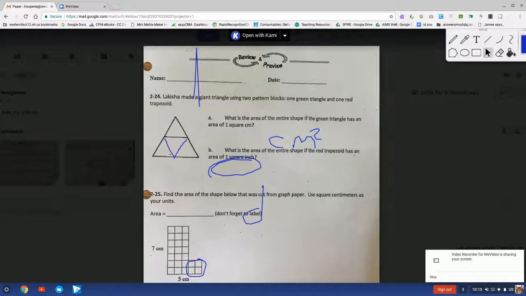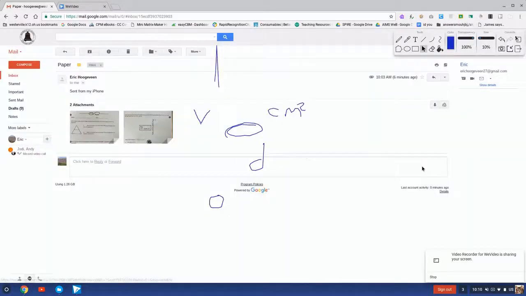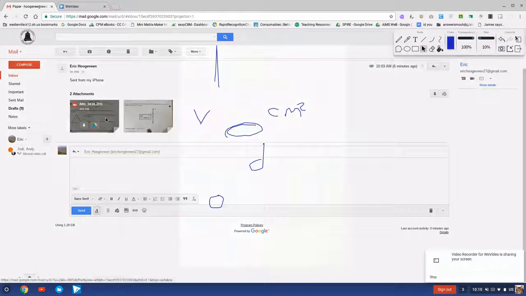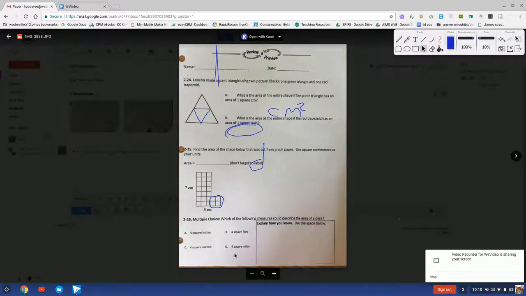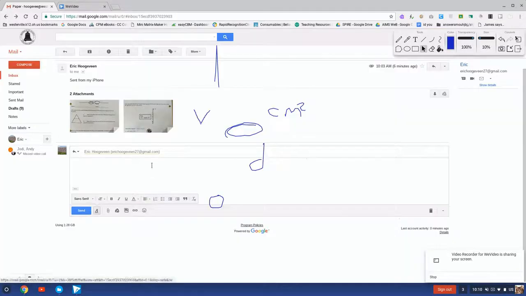Pretty simple. If I can zoom out, oops, lost it. All right, the next question here, multiple choice. Again, use common sense. Circle the one you would use to measure the desk. And again, explain how you know, just right there. I would choose this one because blank, blank, blank, blank. All right, moving on to the back.